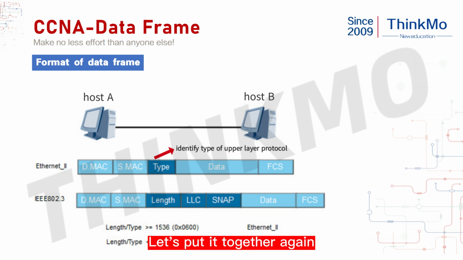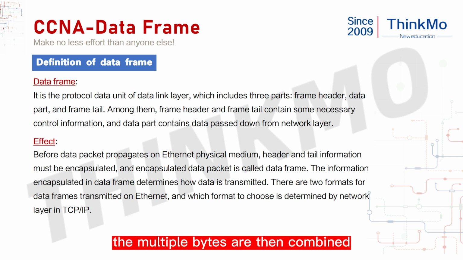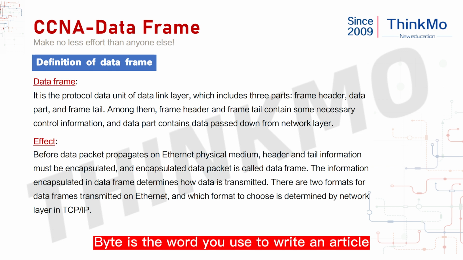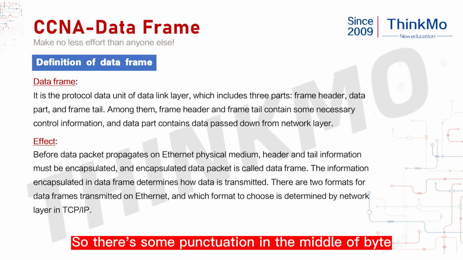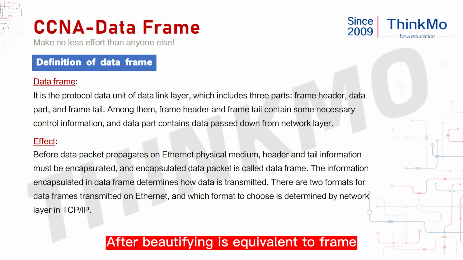Let's put it together again. So how do you get the data frame? It's put together from bits. They become bytes. The multiple bytes are then combined into a data frame. Let's talk about the relationship between bit and byte. 8 bits equals 1 byte. A bit is like the letters you use to write an article, and bytes can be thought of as words. Then the bytes are combined in turn. So there's some punctuation in the middle of the bytes to beautify the whole. After beautifying, it is equivalent to a frame. When you combine it into a data frame, it can be transmitted over a physical link.